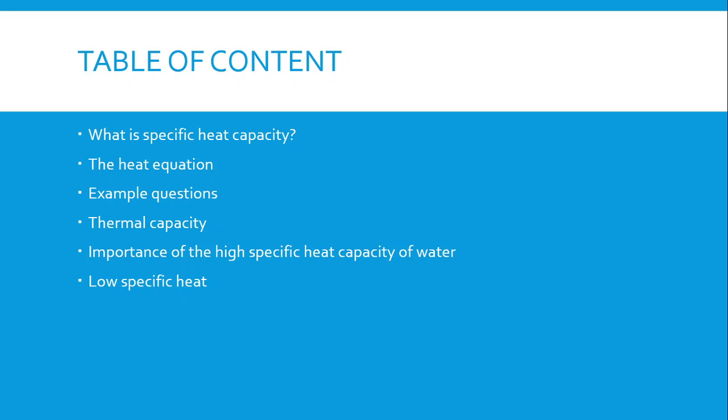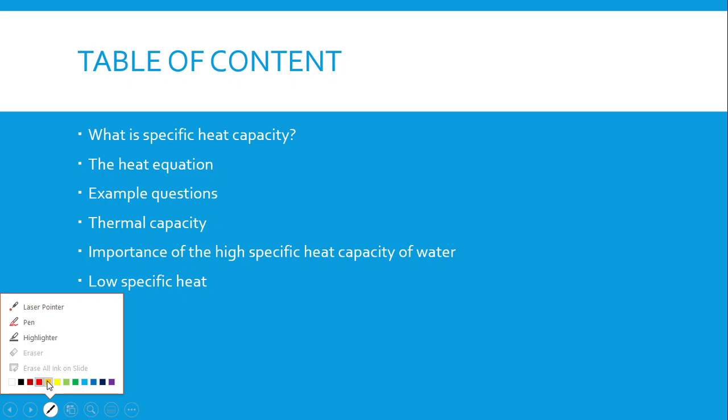After that, we'll be talking about the applications of different materials that have high specific heat capacity or low specific heat capacity. An example of a material or a substance that has high specific heat capacity is water, and there are a lot of applications of water that are really dependent on this property of water as a high specific heat medium.